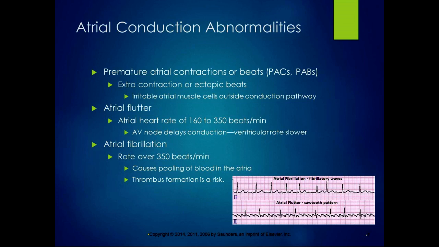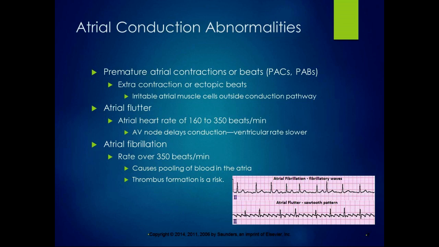So atrial flutter is considered an atrial heart rate of 160 to 350 beats per minute. So the AV node delays conduction and the ventricular rate is slower. So what happens is the atrium doesn't fill up, and so it's pumping out little bits of blood, then the ventricle doesn't fill up. It's a bad situation altogether, so they want to do something about that.